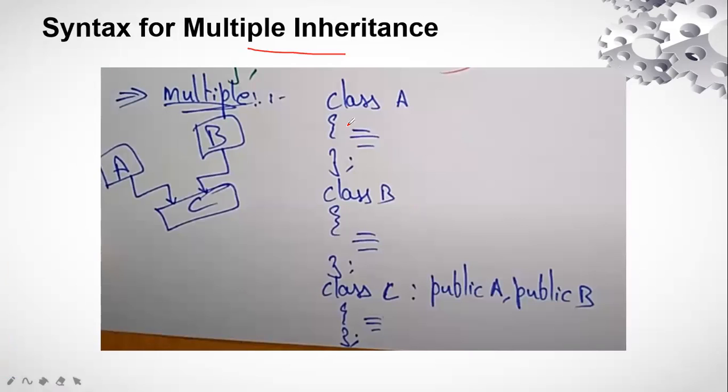The syntax is, multiple means there is a class C and it is inheriting the properties from parent classes. There are two parent classes, from A also and from B also. So here we can define a class A and class B, and there is a class C which is a child class for both classes A and B. So class C colon public A, B, that means class C is going to inherit the properties publicly from class A and class B. So this is how we can make two parent classes for one child class.